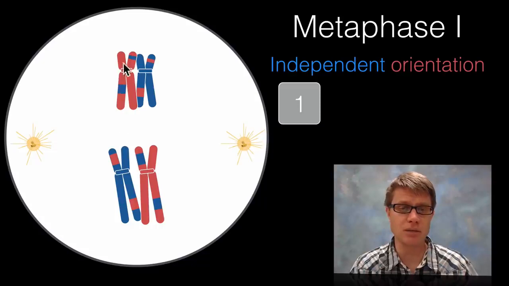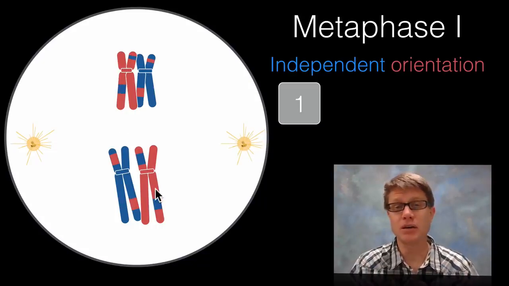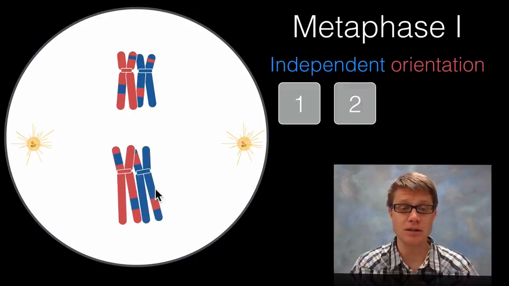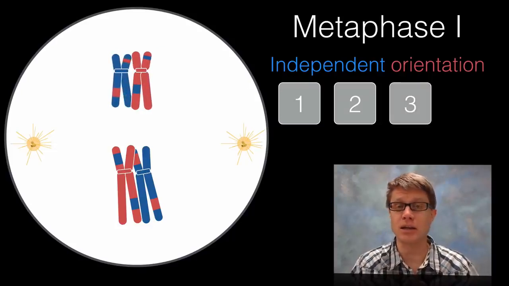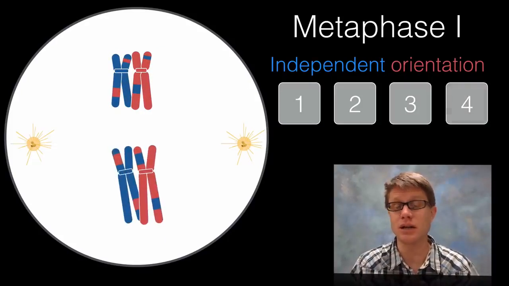Now, they could have organized themselves like this, with the blue one on the left and the red one on the right, but they could have easily organized themselves like this. So they could have been in a different position. So this would be a totally different orientation of the chromosomes. It also could organize like this for chromosome 2, or it could organize like this.